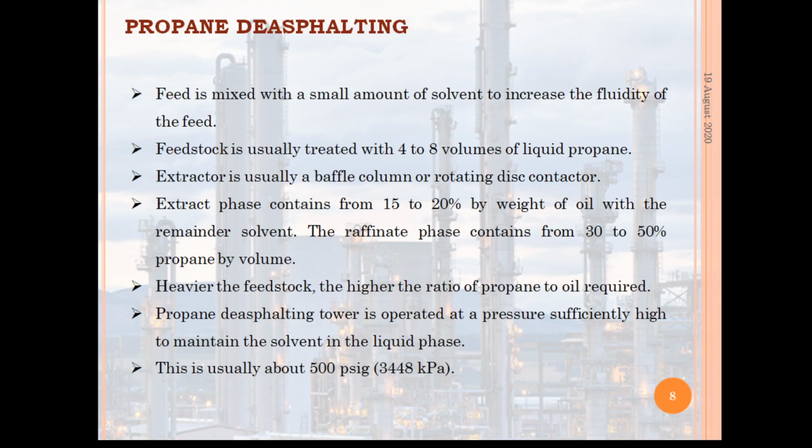The extract phase contains from 15 to 20% by weight of oil with the remainder solvent, and the raffinate phase contains from 30 to 50% propane by volume. The heavier the feedstock, the higher the ratio of propane to oil required.